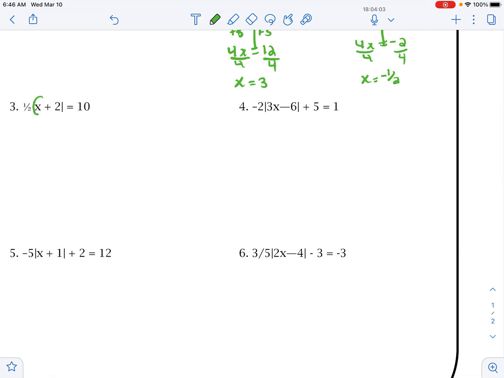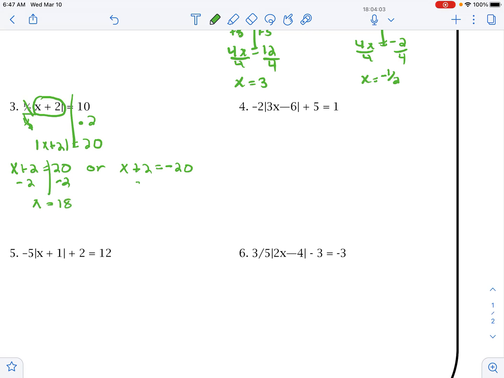If I come to number 3, we want to isolate the absolute value. So to get rid of that 1/2, I could divide by 1/2, or I can multiply it by 2. So that's what I'm going to do: I'm going to multiply by 2. I have the absolute value of x plus 2 is equal to 20. And then I write my equations. x plus 2 is equal to 20, there's one equation, or x plus 2 is equal to negative 20. So then I go ahead and subtract 2. x is equal to 18, or x is equal to negative 22.